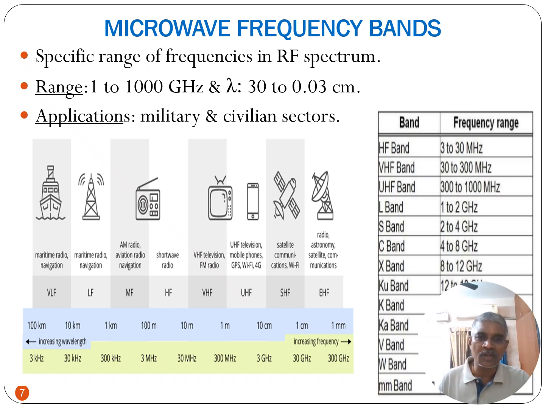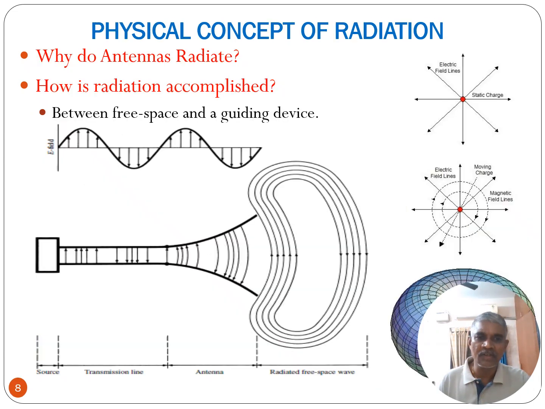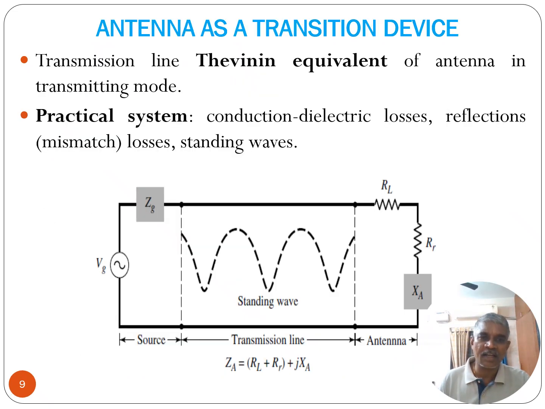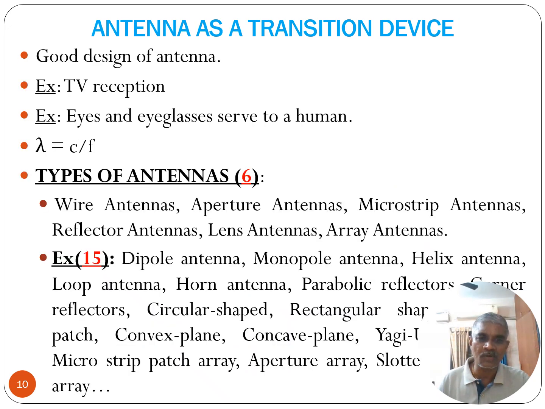Normally, the RF spectrum spans between 1 to 1000 gigahertz, corresponding to wavelengths from 30 centimeters to 0.03 centimeters, for different applications. It may be commercial or military sectors. Then last class we came to know the physical concept of radiation, how the antenna does the radiation, as well as how the antenna radiation can be accomplished. This is the corresponding two-port antenna network equivalent circuit diagram: the source, the corresponding transmission line, and the antenna. The important thing is the matching from source to transmission line and from transmission line to antenna. Then the antenna impedance plays a vital role, not only the real term but also the reactive term.